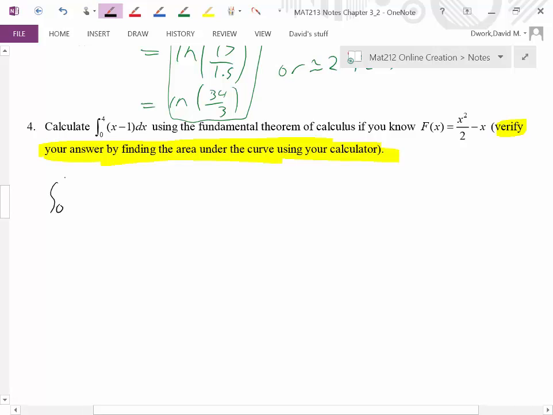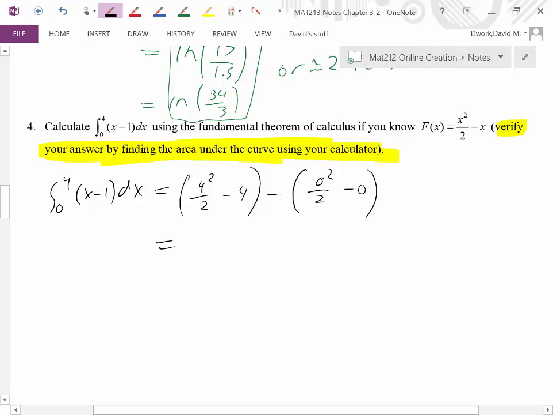The antiderivative of this, and if you want to do this, go ahead and pause it on your own. Hopefully you've gotten enough practice at this now that you're seeing it. Okay, so here we go. We're going to substitute in our high minus substitute in our low. All right, so let's see. 4 squared is 16. 16 divided by 2 is 8. 8 minus 4 is 4. This whole term is just going to become 0, so the answer is 4.